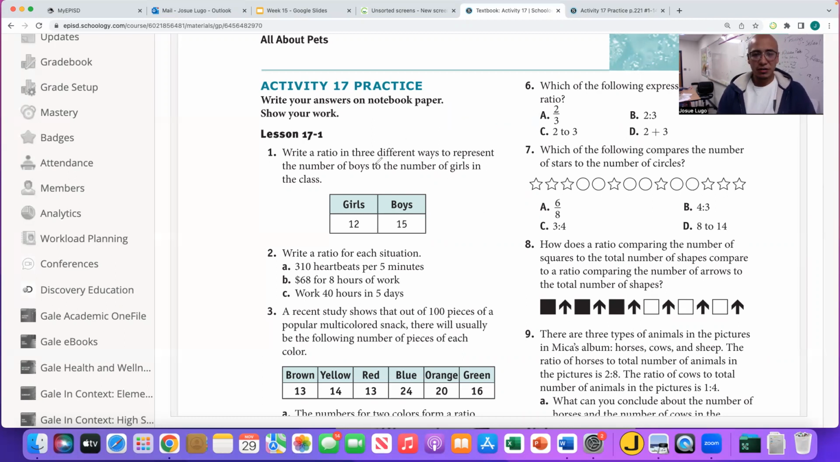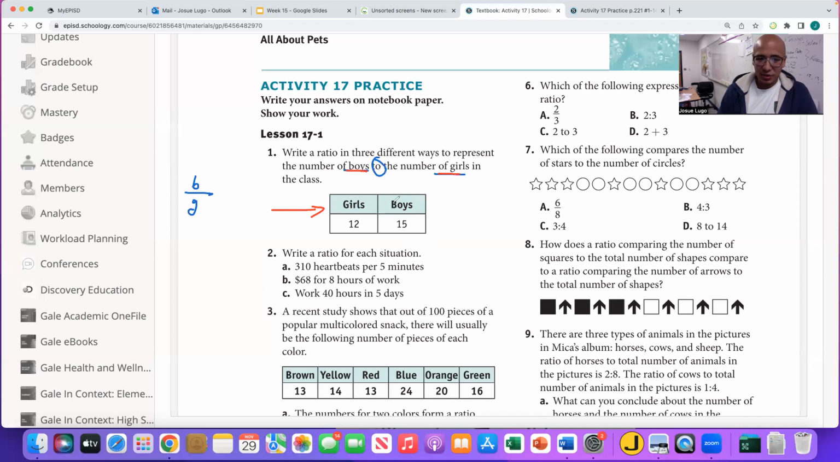ratio. For example, here it's saying write a ratio to represent the number of boys to the number of girls. In other words, we need to have boys on top and girls on the bottom. And ask yourself, why? Why is boys on top here? Why is girls on the bottom? Well, it's because that's exactly what they're asking for. They asked for boys first and then girls. Now, if it said girls to boys, then you would put girls on top and boys on the bottom. But notice that we are looking at this table. Make sure that you put boys on top and girls on the bottom.